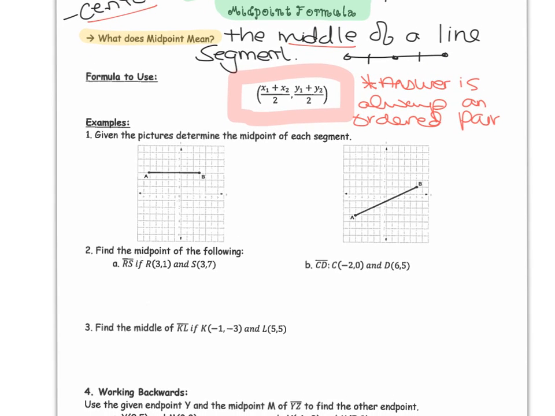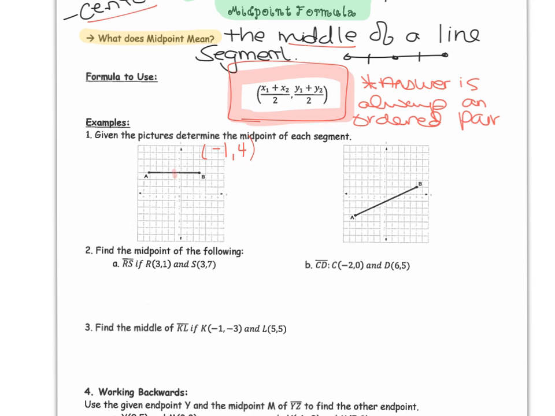It says, given the picture, determine the midpoint of each segment. If I look at this line segment, I could probably guess that the midpoint would be in the middle. So the midpoint would probably be right there. I'm going to guess that the ordered pair would be -1, 4. That's my educated guess. But I'm going to use this formula to show that that really would be the midpoint.